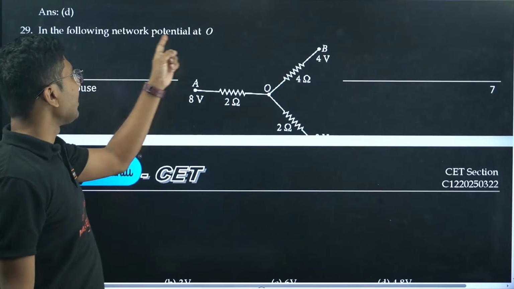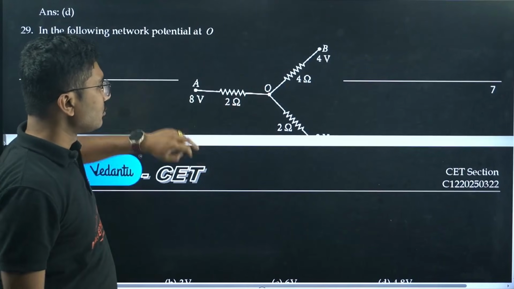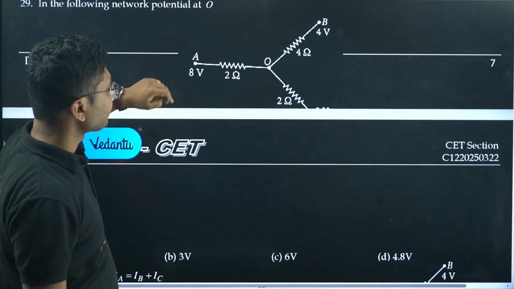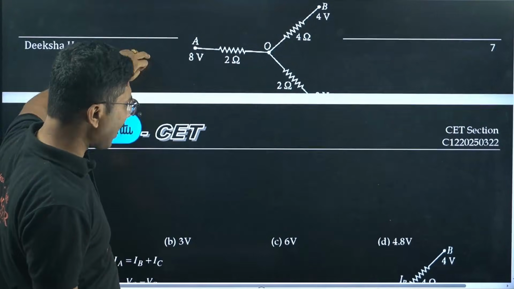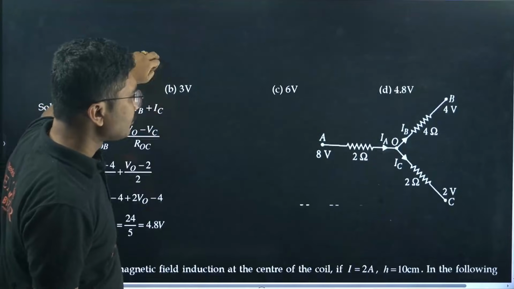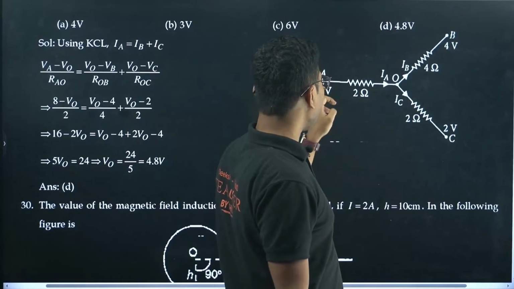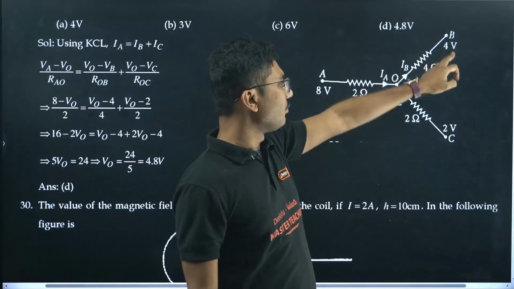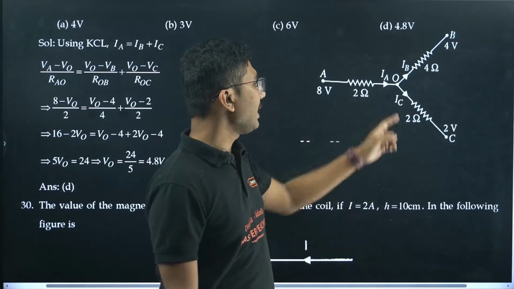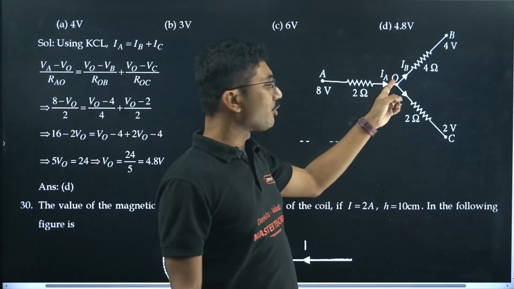In the following network, potential at O? So this is the network. Okay, I think some part of the diagram is missing. Yes, so if you see here, A, B, C is given. A is at 8 volt, B is at 4 volt, C is at 2 volt. Okay, and the potential at O.